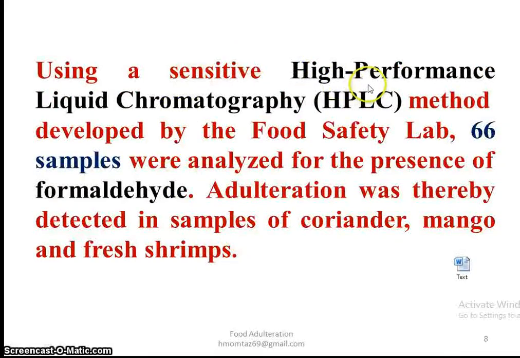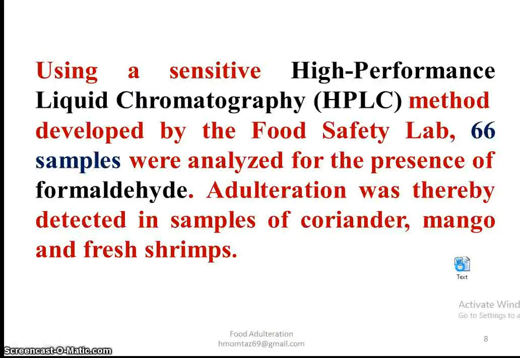Now see, using a sensitive high performance liquid chromatography, that is HPLC, dear learners, just remember all abbreviations. You will be given the acronym and you have to write down the abbreviation. There are some abbreviative words. With this HPLC method developed by the Food Safety Lab, 66 samples were analyzed for the presence of formaldehyde, and adulteration was thereby detected in samples of coriander, mango and fresh shrimps. And there is the main text; we can go to the text directly.